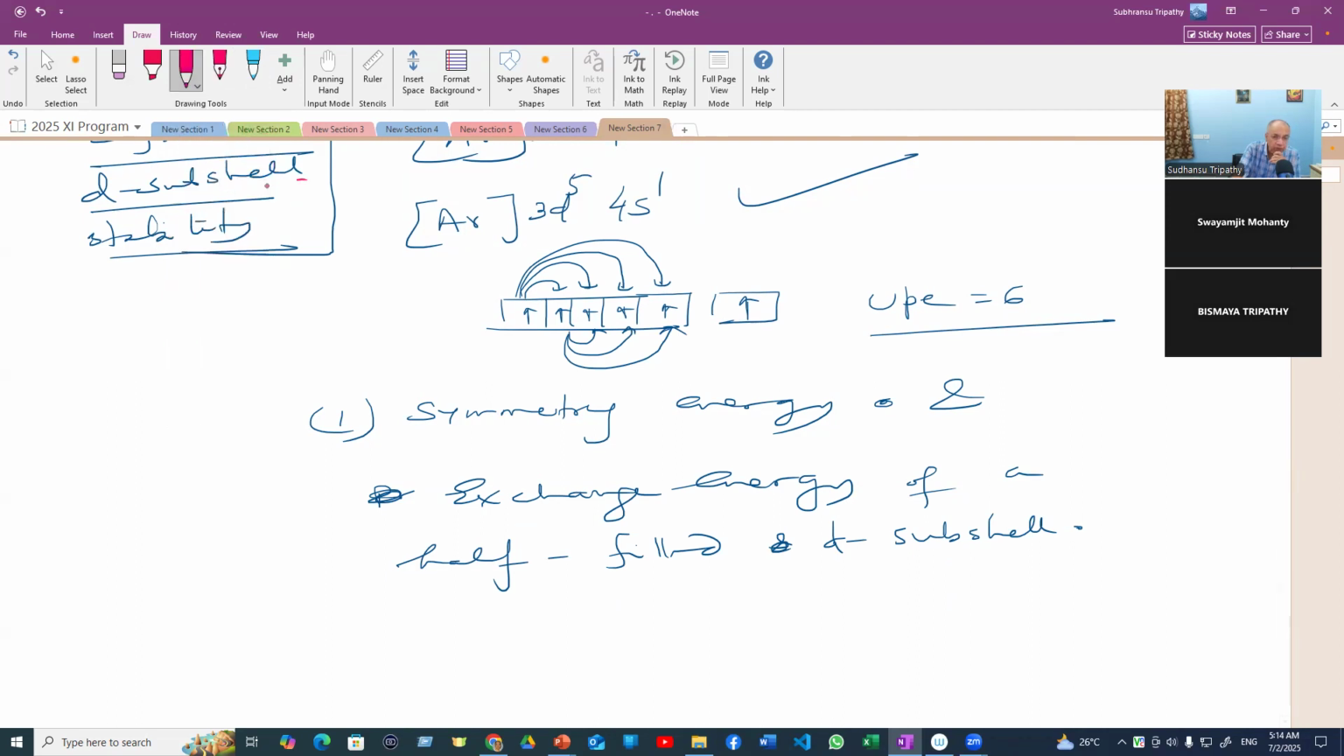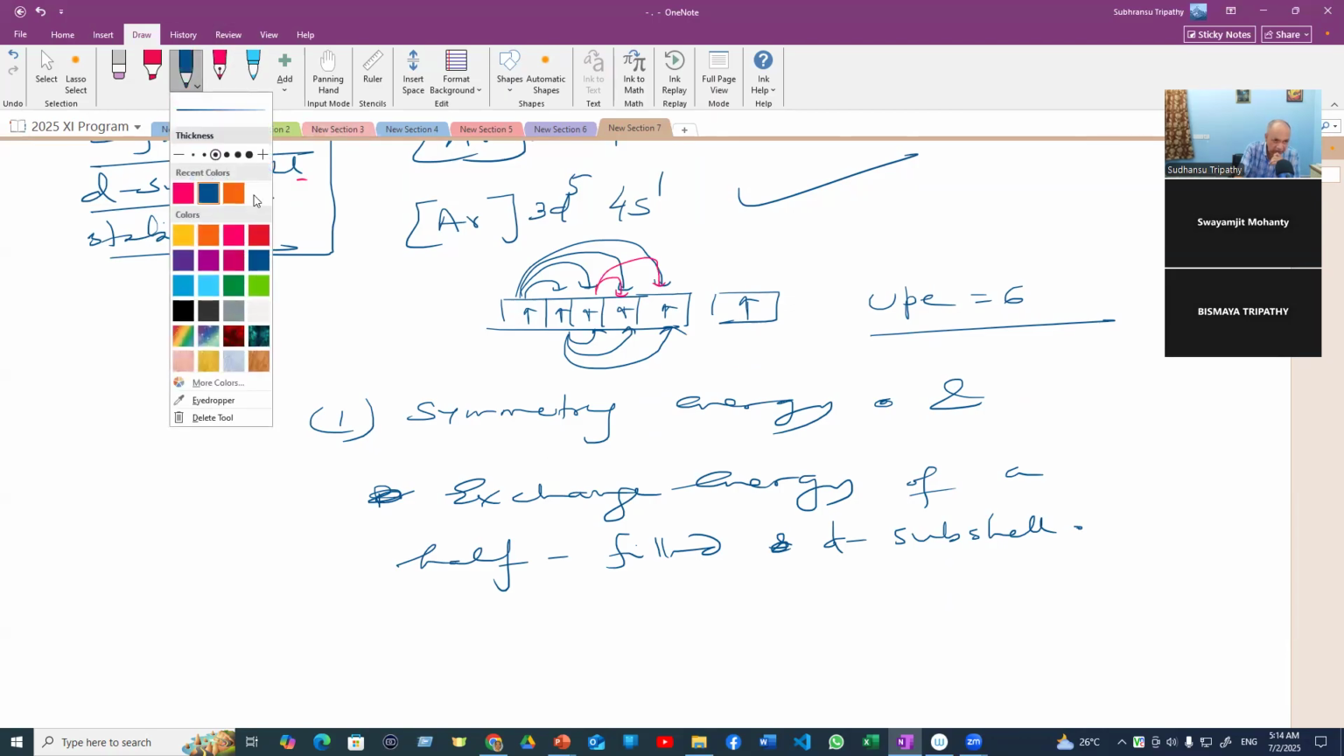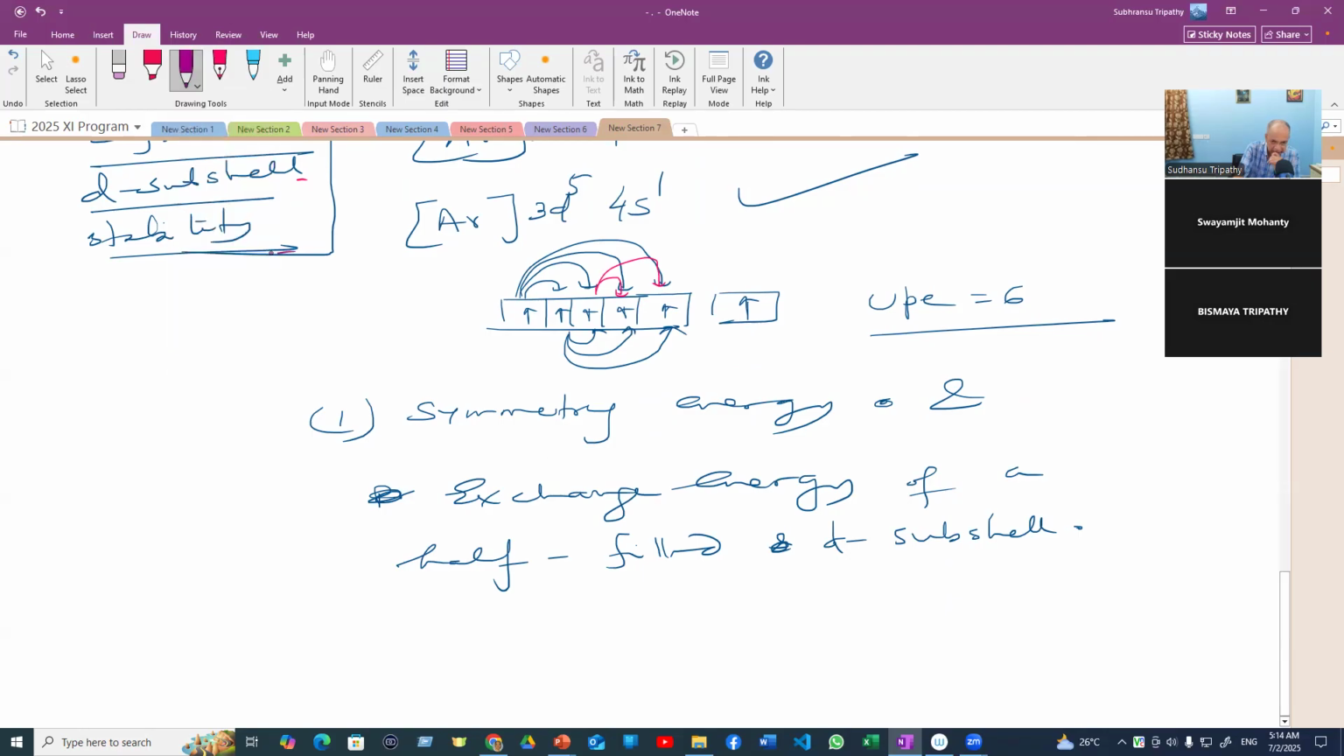And 2 exchanges for the third electron, and 1 exchange for the fourth electron. So the total number of exchanges will be 10. 4 plus 3 plus 2 plus 1. So the number of exchanges is more.